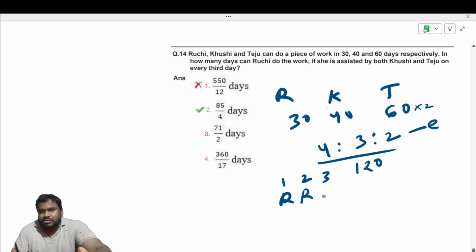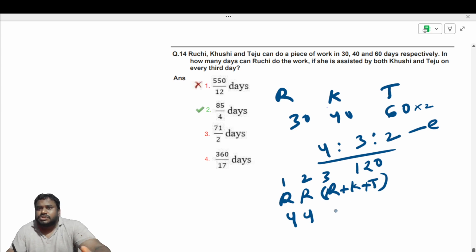And on the third day, who is working along with Ruchi? Kushi and Teju will be joining. So then find out the efficiencies. Ruchi is 4, and Ruchi, Kushi and Teju together are 4 plus 3 plus 2, 7 plus 2, 9. So till here 9 plus 1, 10 and 13, 17. So 17 parts of work is done. Total 120 parts of work has to be done.